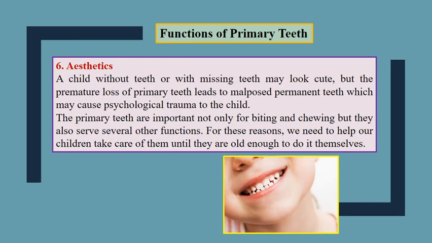Number 6, we have aesthetics. A child without teeth or with missing teeth may look cute, but the premature loss of primary teeth leads to malposed permanent teeth, which may cause psychological trauma to the child. So primary teeth are also important for appearance.